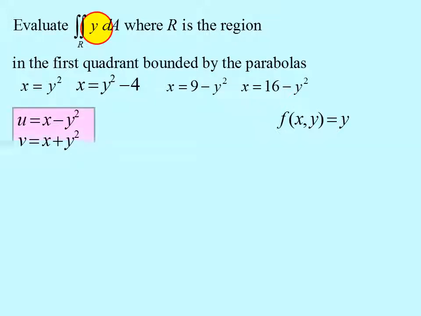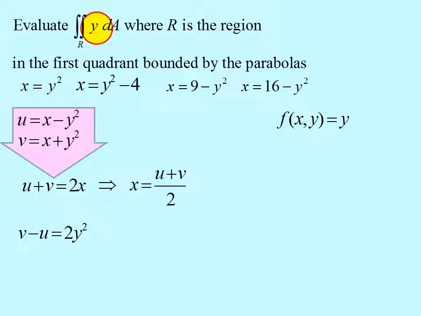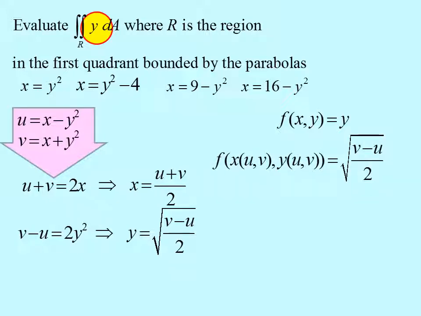We need to take our system of equations involving u, v, and x and y, and we need to solve that for x and y. So we will solve the system of equations using the substitution method and get x and y in terms of u's and v's. So our function, which is just a y, our integrand, would be converted into square root of v minus u over 2.